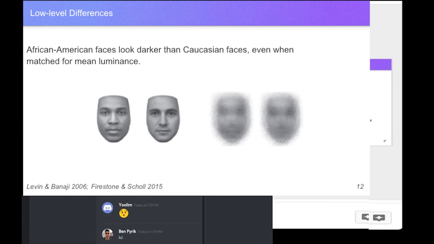When they did that and then asked subjects to do the same exact task, people still rated the face on the left as looking darker than the face on the right. And it's possible, if you were to say, that it's the race information that's playing a role in making people say that one face looks darker than the other.